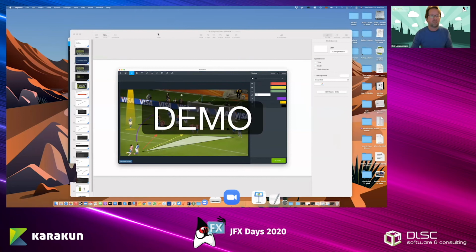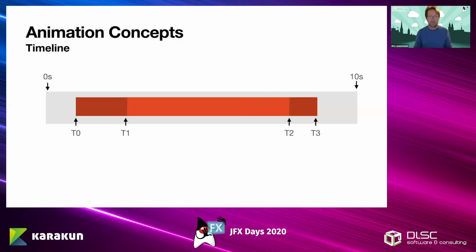How much time do I have left? A little bit about animation concepts. The total timeline is something that starts at a duration of 0 and has like 10 seconds. And then each of the objects in there has like a time where it appears, which is T0. Then at T1, the in animation finishes. Then the object is visible for some time. And then at T2, the object disappears again. And when it reaches T3, the object will become invisible again.